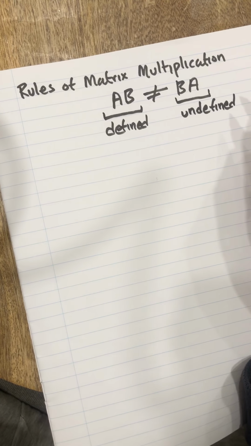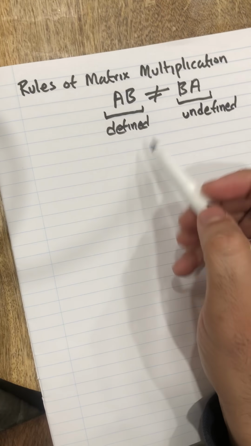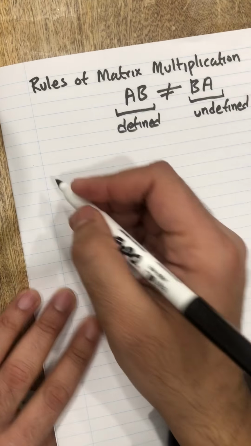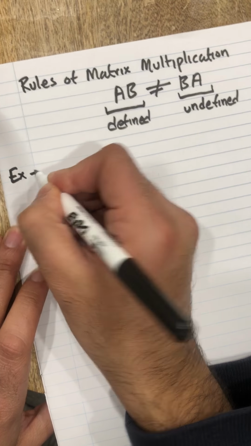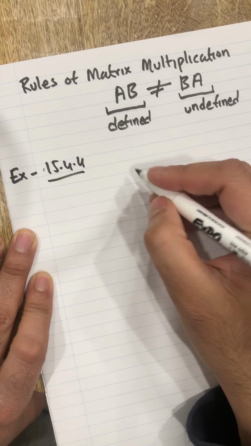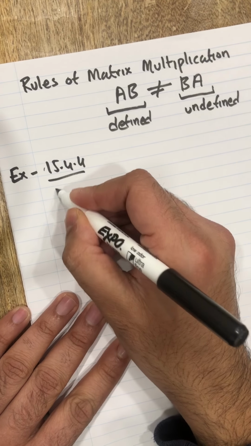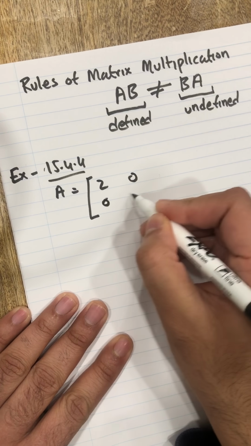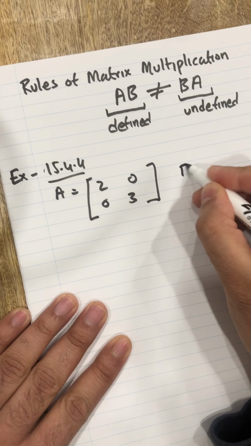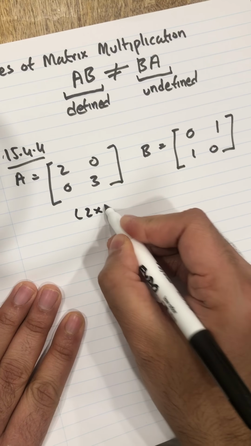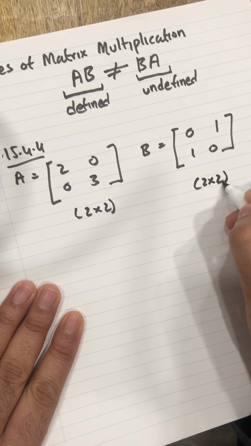Okay, but even if the products of A into B and B into A are defined, it does not necessarily mean they have to be equal. Let me show you an example in the textbook. The example in the textbook is 15.4.4. In that example, you have these two matrices which are given to you. Matrix A is given as 2, 0, 0, 3. And matrix B is given as 0, 1, 1, 0. Notice that both these matrices are 2 into 2.